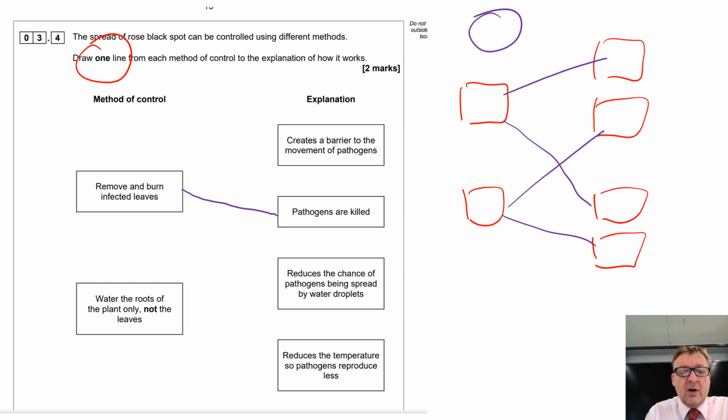Second one. Water the roots of the plant only, not the leaves. That makes sense, doesn't it? If you water the leaves, then the fungus is going to spread around. Creates a barrier? No. Reduces the chance of pathogens being spread by water droplets? Well, it tells you in there, doesn't it? Reduces the temperature? No.